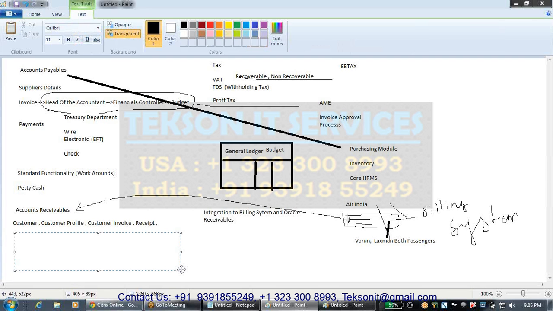For this integration, you should also do configuration in Oracle Financials as a functional consultant. So you need to configure AutoInvoice. This concept also I am going to train you.